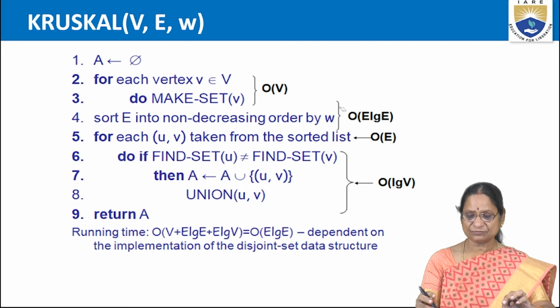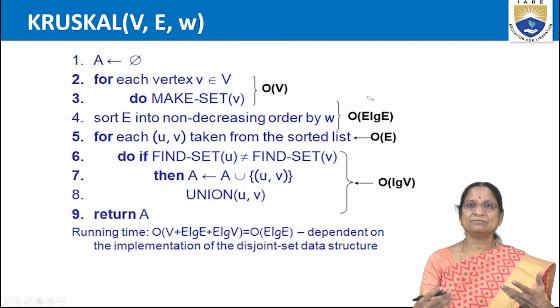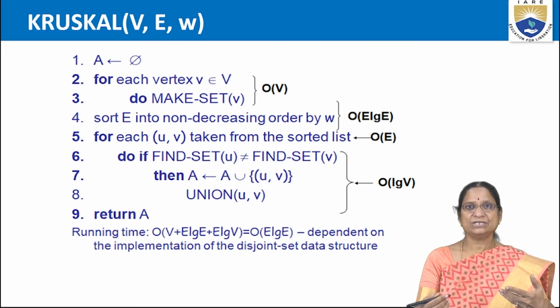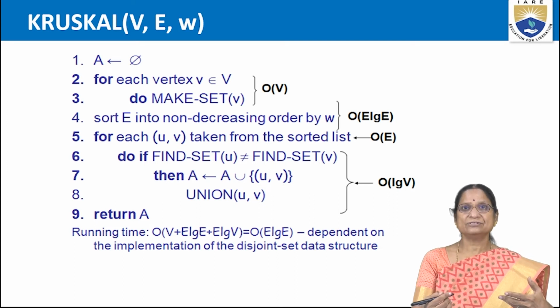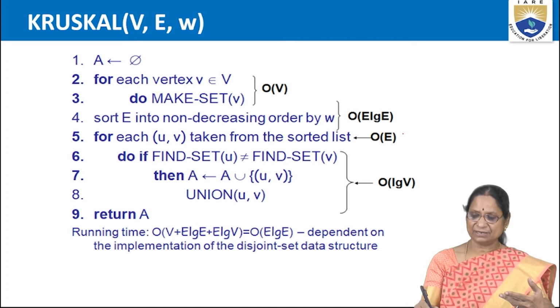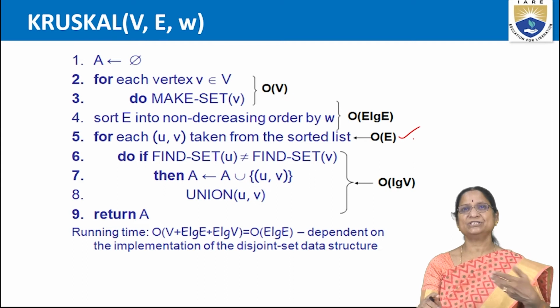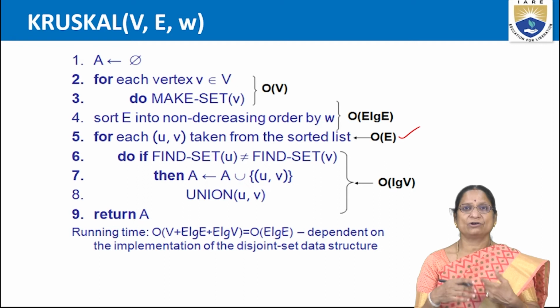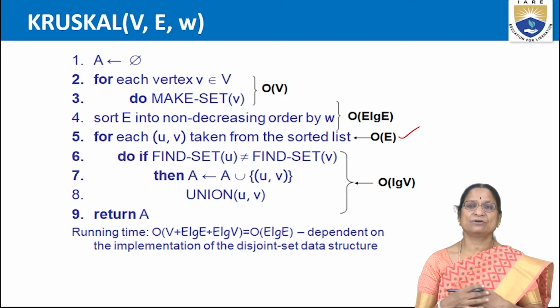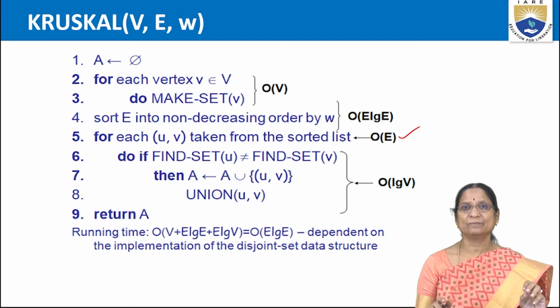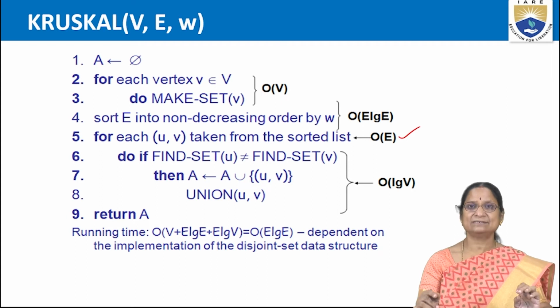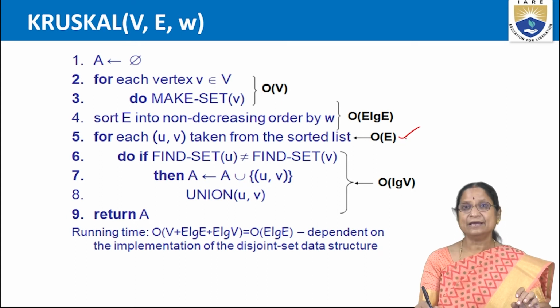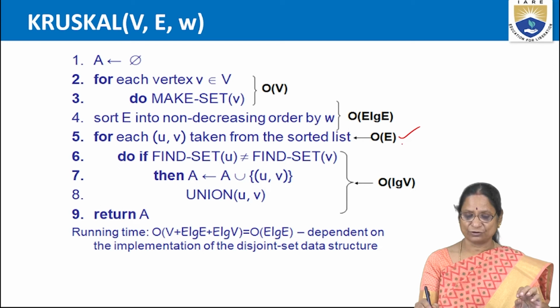Now what is the next step? I have to consider edges one by one. Each edge must be considered by us. So the outer loop, how many times will it be done? The number of edges times. For every edge I am checking whether it can be added or not, whether it is a safe edge or not. We are checking and we keep on adding. So the outer loop complexity is the number of edges, order of E.